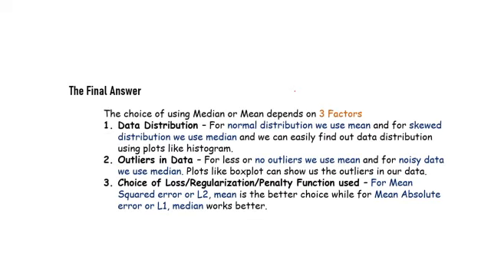So, summing up all 3, the final answer is that the choice of using median or mean depends on 3 factors. Number 1 is the data distribution. For normal distribution, we use mean, and for skewed distribution, we use median. We can easily find the data distribution using plots like histograms. Number 2 is outliers in data. For few or no outliers, we use mean, and for noisy data, we use median. Plots like box plots can show us the outliers in our data.